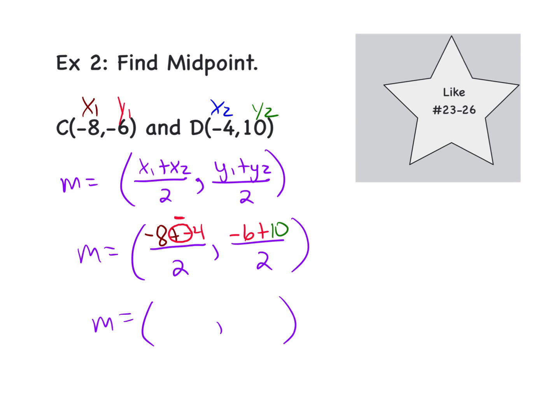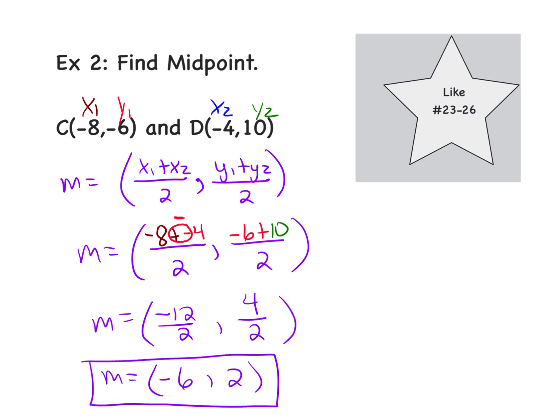So right here we have -8 minus 4. -8 minus 4 becomes -12, and we're going to divide it by 2. And then over here we have -6 plus 10. -6 plus 10 becomes +4, and then divided by 2. Now we just simplify it. M equals -12 divided by 2 is -6, and then 4 divided by 2 is 2. Once you get it simplified all the way to the bottom, then you are finished. Just put a box around it. We have officially found the midpoint. And make note that this is like number 23 through 26.